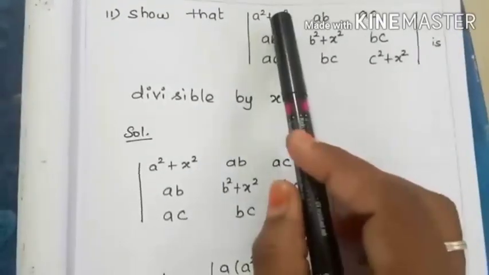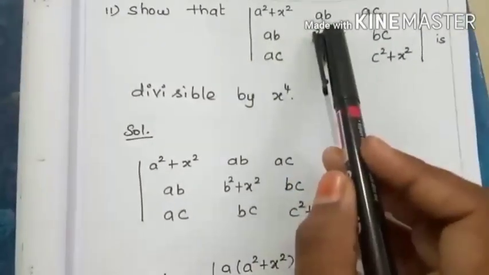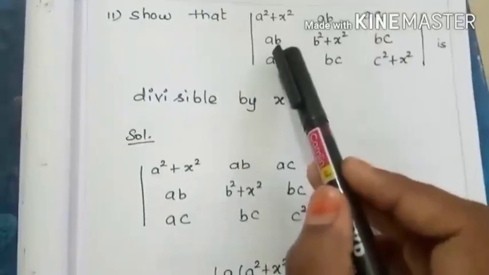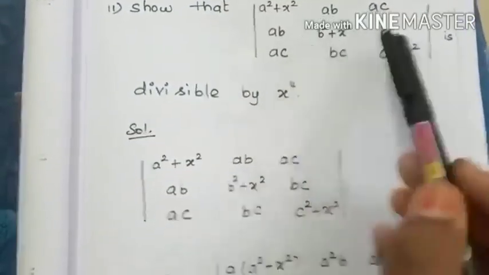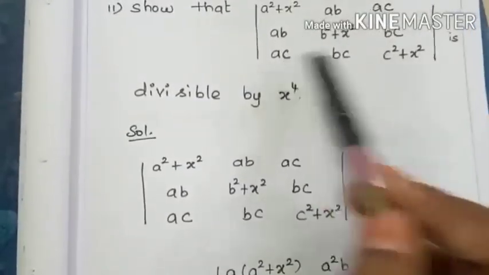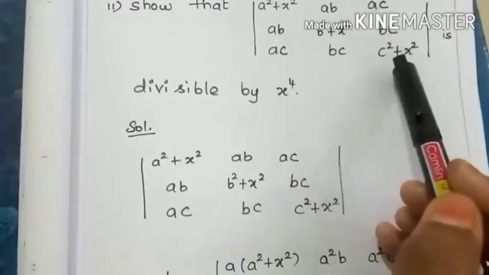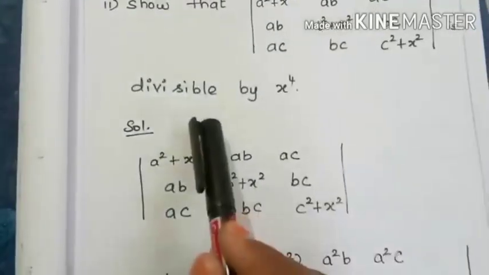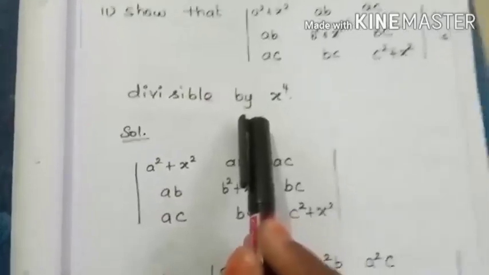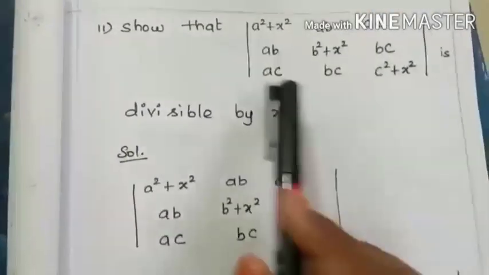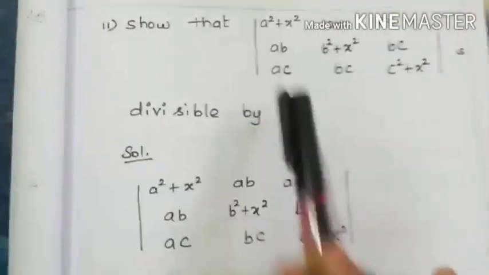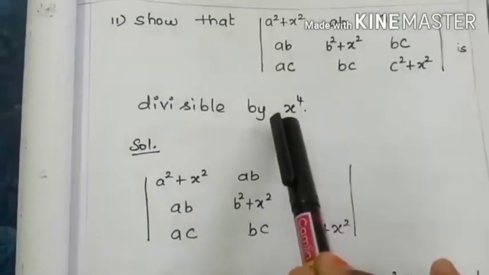Determinant of a square plus x square, ab, ac, ab, b square plus x square, bc, ac, bc, c square plus x square is divisible by x power 4. So we have to prove that this determinant is divisible by x power 4.